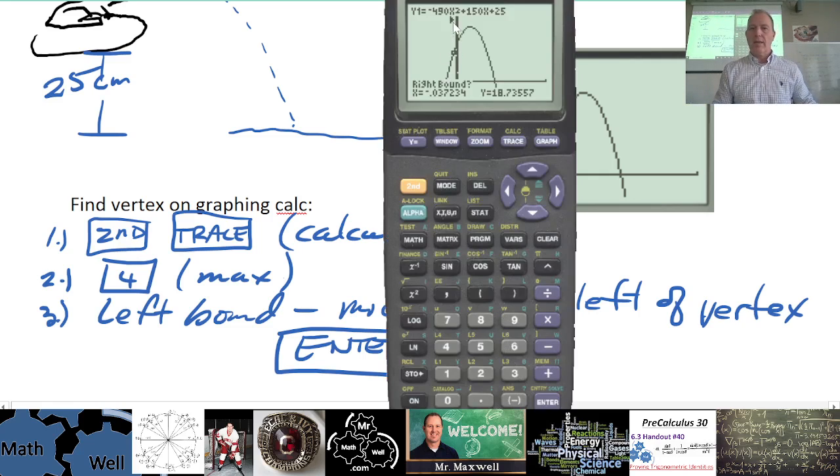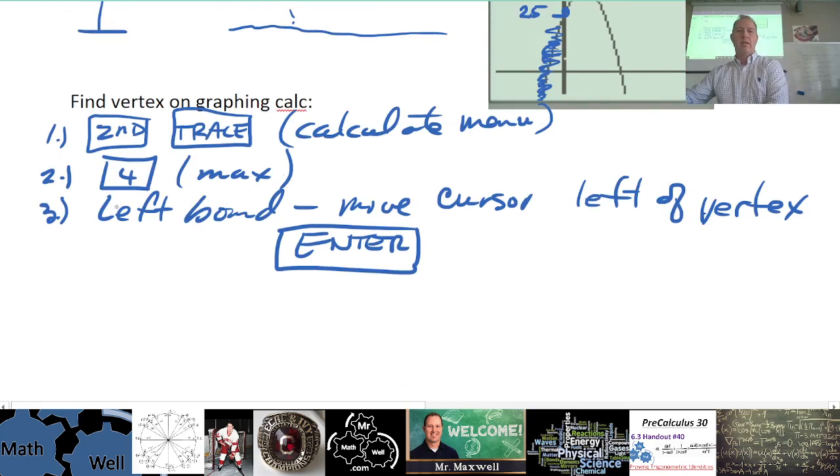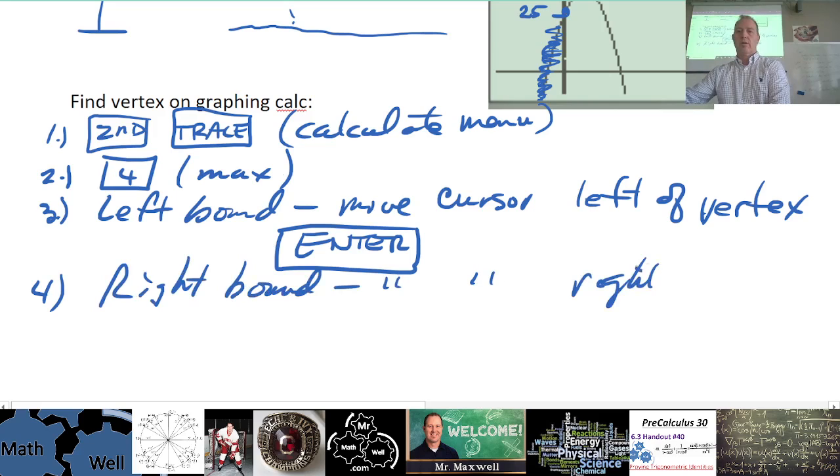Now notice that there will be a little arrow where you set the left boundary. So right boundary, guess what? You want the calculator to search up to somewhere on the right side of the vertex. This is going to be the right boundary. So you do the same thing there, hit enter. So after left bound, you want to do right bound: move cursor right of vertex and press enter.